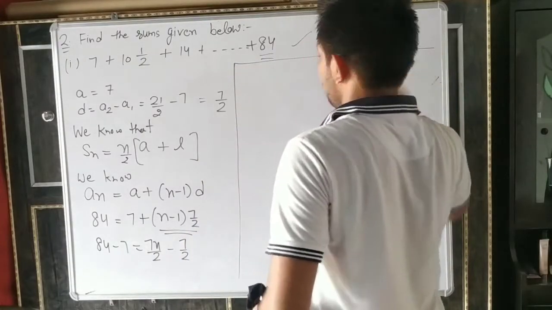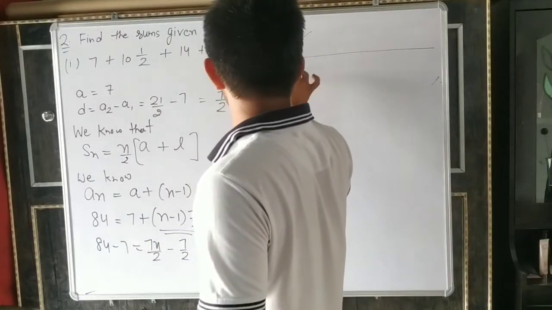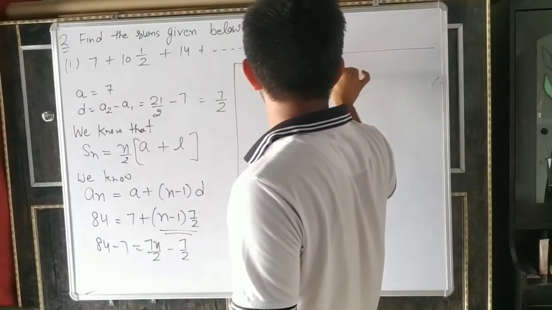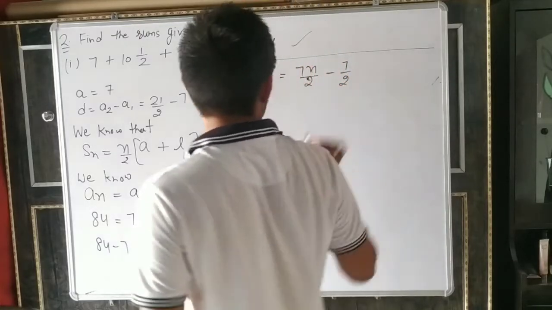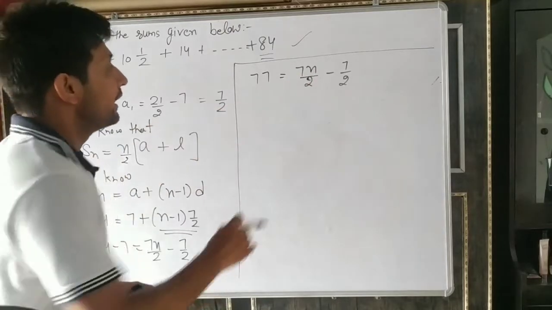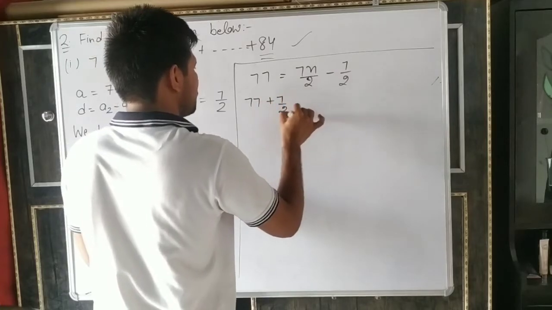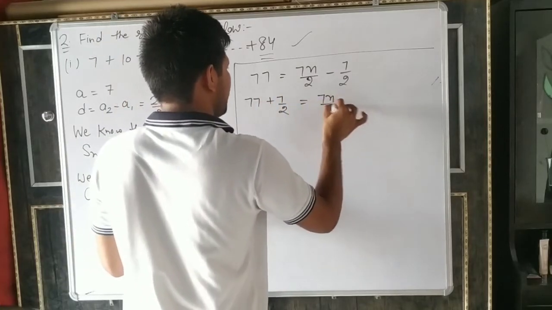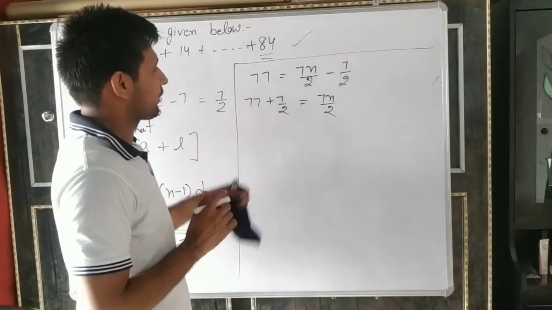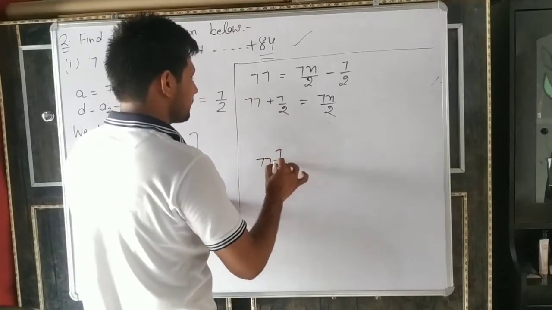Now, dear, look: 84 minus 7 is 77, equal to 7n minus 7n divided by 2 minus 7 upon 2. We want to find the n value, therefore we should remove all. One side is negative, the other side positive. 7 upon 2, 7n divided by 2. Taking LCM, 2 is the LCM. So how can we multiply it? It means, dear, 77 and 7 upon 2.